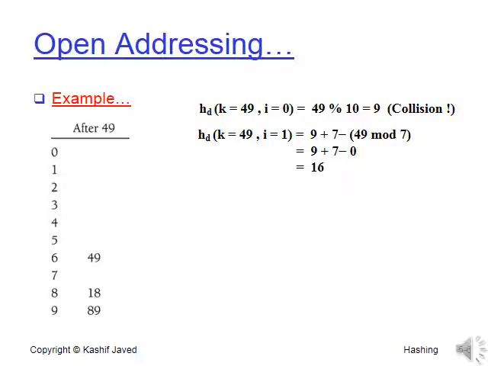Once we reach bin 9, then we wrap around to index 0. Index 0 is counted as index 10. Similarly, index 1 is counted as index 11. Going ahead in similar fashion, index 6 is counted as index 16. Thus, we insert the number 49 into index 6 of our hash table.